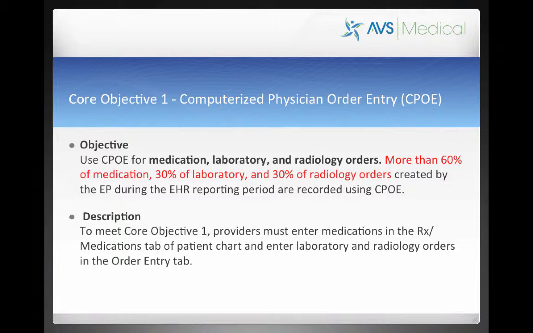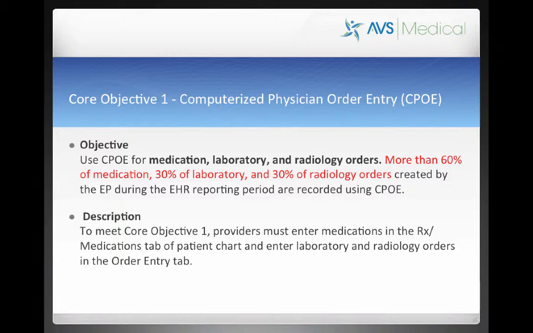One for medications, which is basically the same as it was last year, except the percentage is now 60%. But there are 2 new ones. One is radiology orders, and one is laboratory orders. And there's a metric for each one of those, so 30% of each. So in addition to entering medications, you will now need to write orders for labs as well as radiology orders.